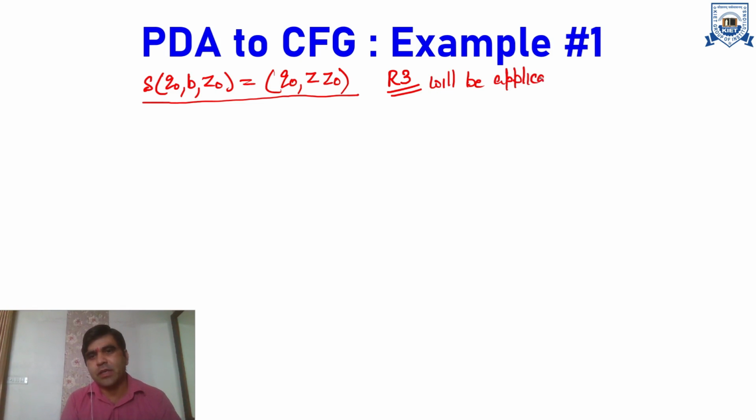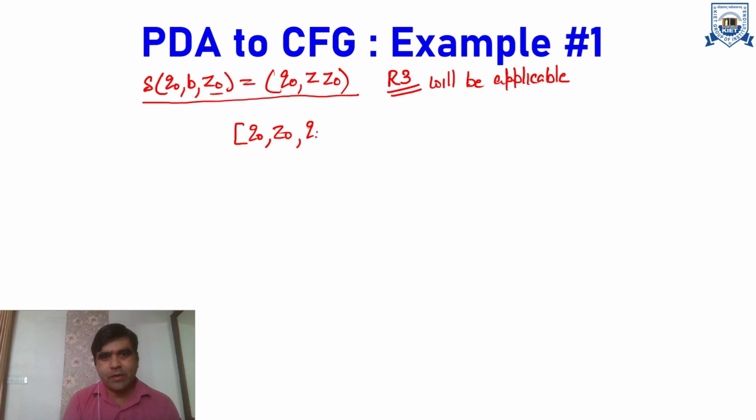What is R3? Rule 3 says that when you are not erasing a symbol from the stack, such a transition will introduce many productions of the following form. What we have to do is this Q naught will come here, then this Z naught will go to the middle position, and the third position we call Q dash, and Q dash will take all values.